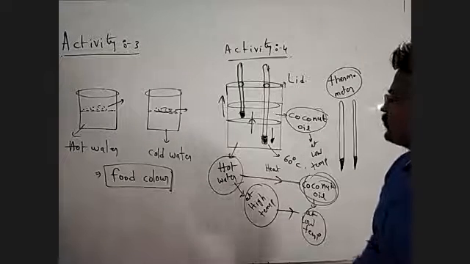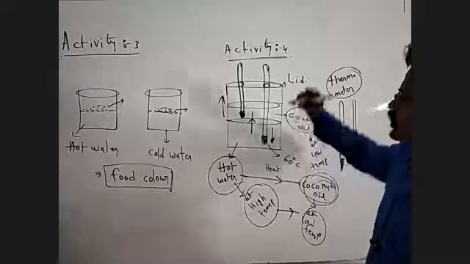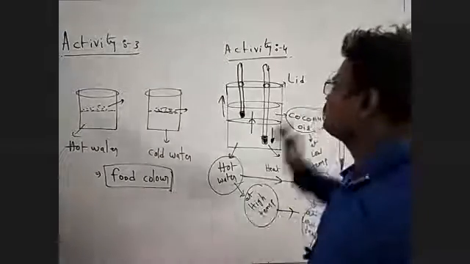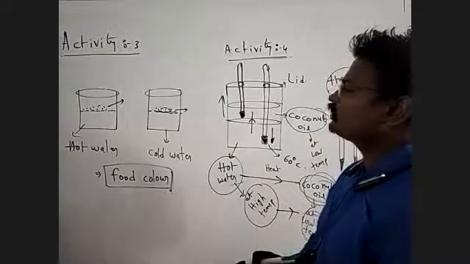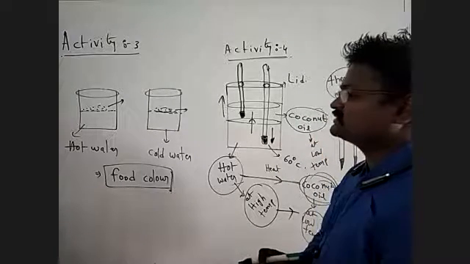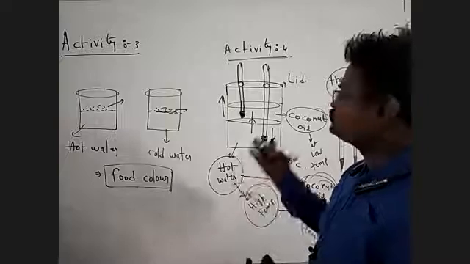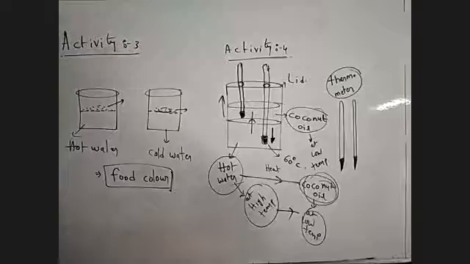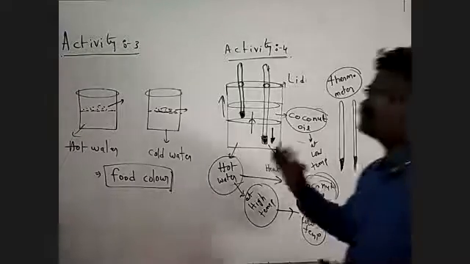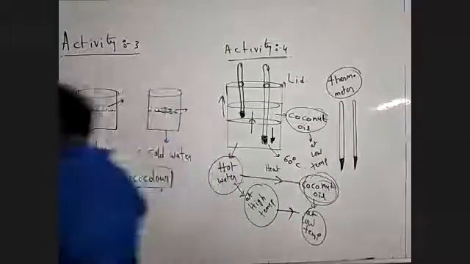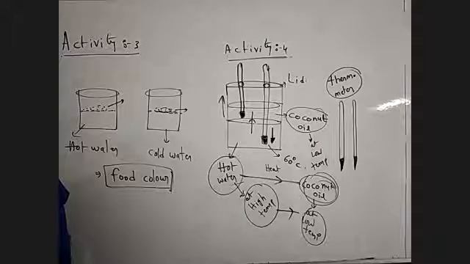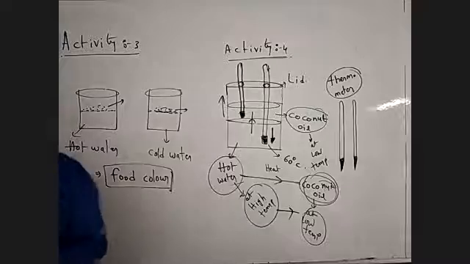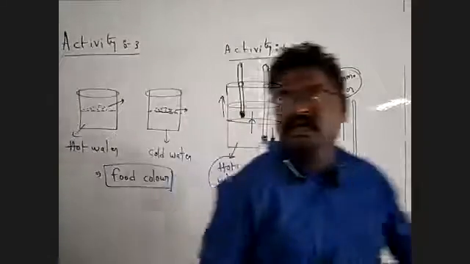Now heat flows from hot water to the coconut oil. After 10 or 15 minutes, we have seen that the reading of the thermometer kept in coconut oil increases and the reading of the thermometer kept in hot water decreases. Why? Because there is a temperature difference between the two bodies. Now, what is the conclusion?